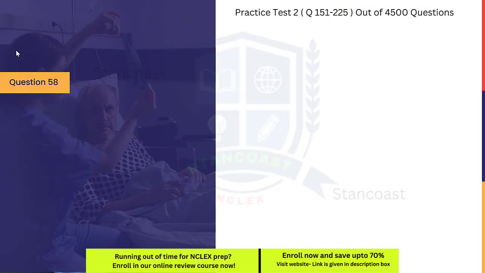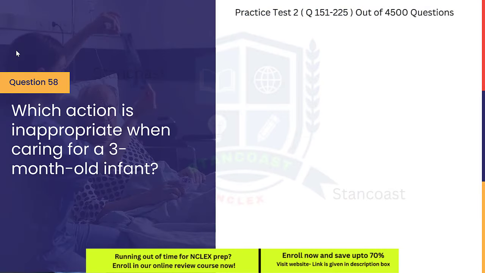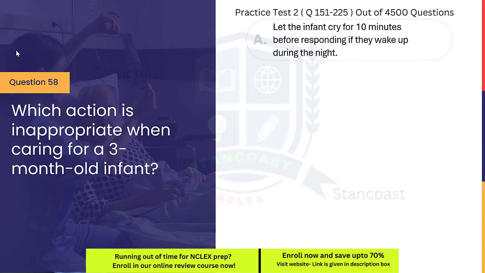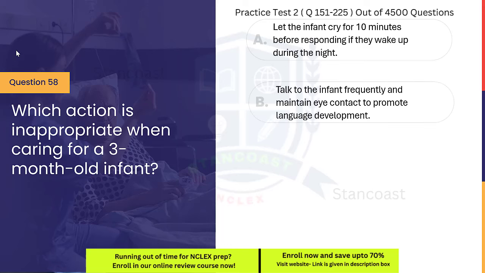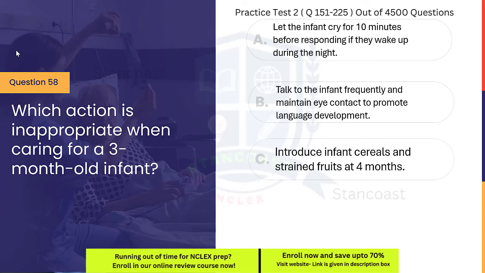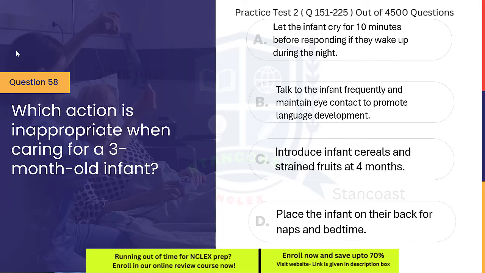Next question. Which action is inappropriate when caring for a 3-month-old infant? A. Let the infant cry for 10 minutes before responding if they wake up during the night. B. Talk to the infant frequently and maintain eye contact to promote language development. C. Introduce infant cereals and strained fruits at 4 months. D. Place the infant on their back for naps and bedtime. Think about the needs of a 3-month-old infant. The correct answer is A.